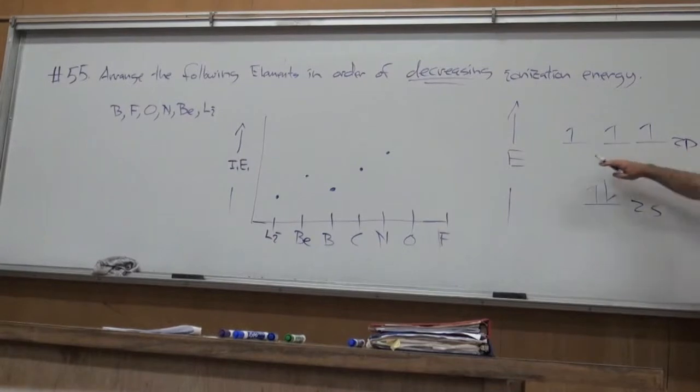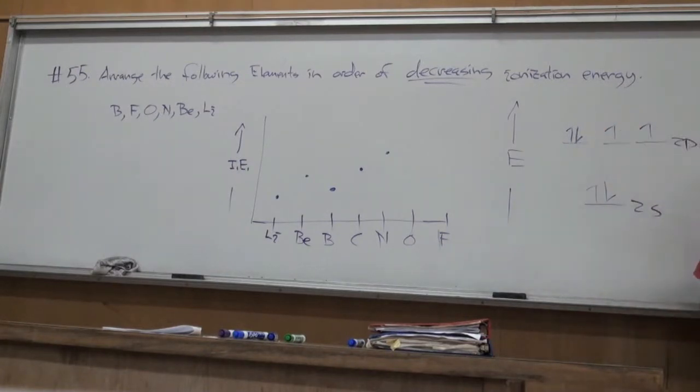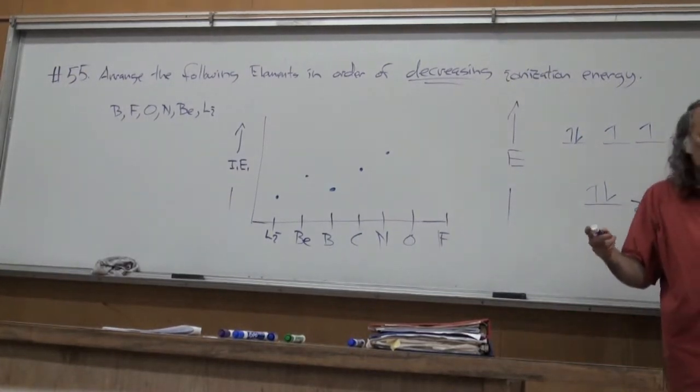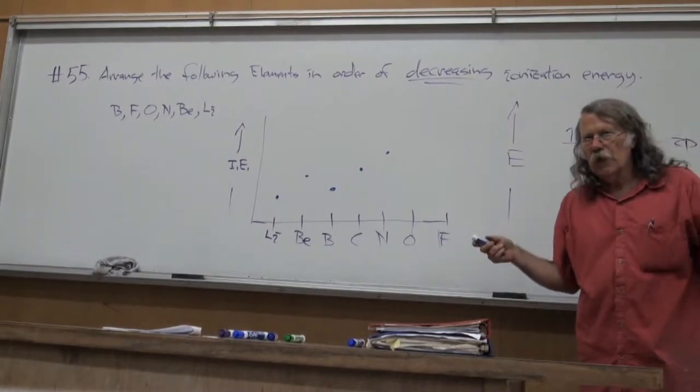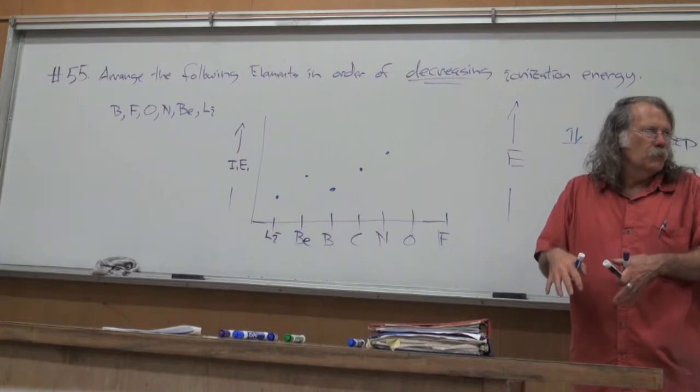Because Hund's rule had me fill these with unpaired electrons. Now I have to pair them up. Now, this one is sharing an orbital. It shares the exact same region in space. The only reason they can occupy the same space is because they're of opposite spin.